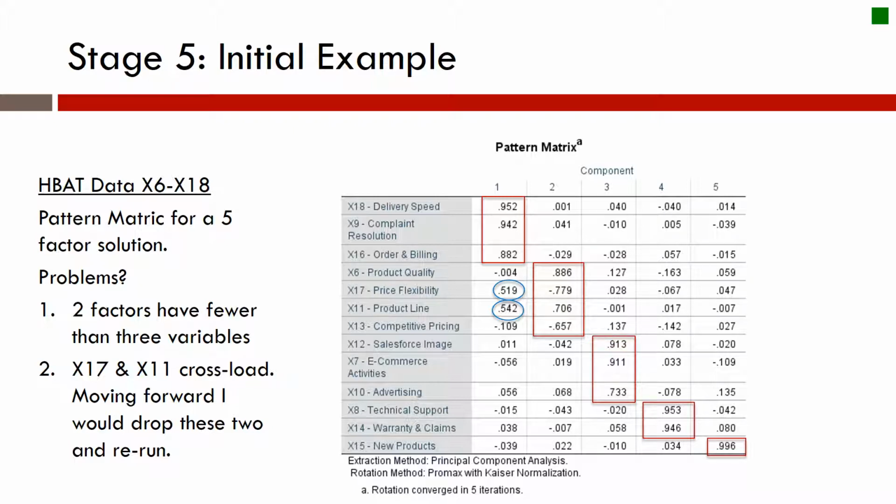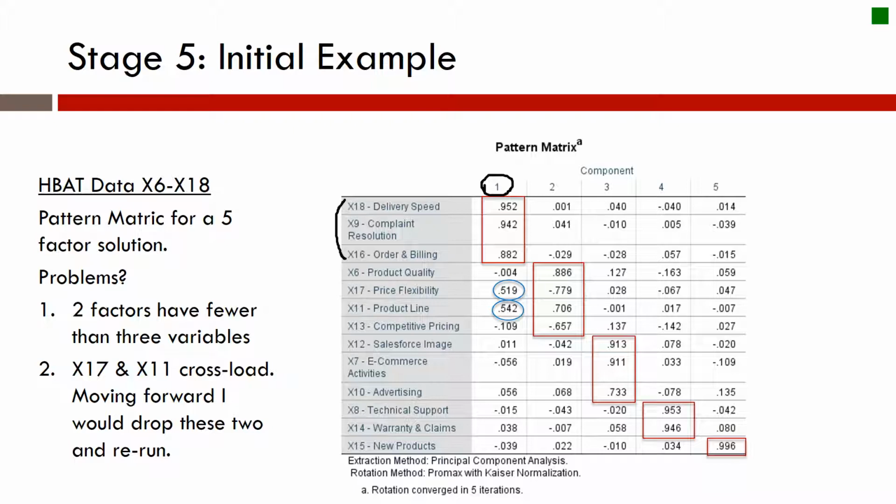Okay, so continuing on, if we do this and we run a 5 factor solution, then this is the pattern matrix that is returned. So again, as we look at the pattern matrix, we have the first factor. This has the most variance explained, the eigenvalue with the strongest variance here. We have variable 18, 9, and 16, which seem to go together. And so that's delivery speed, complaint resolution, and order billing.